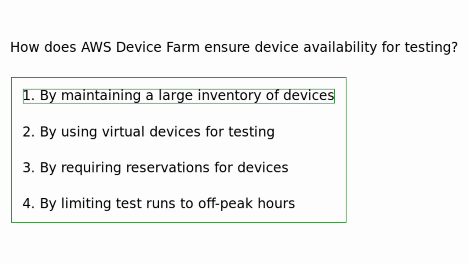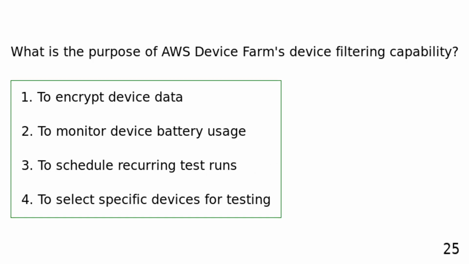AWS Device Farm ensures device availability for testing by maintaining a large inventory of physical devices, allowing developers to access a wide range of devices for testing. What is the purpose of AWS Device Farm's device filtering capability?